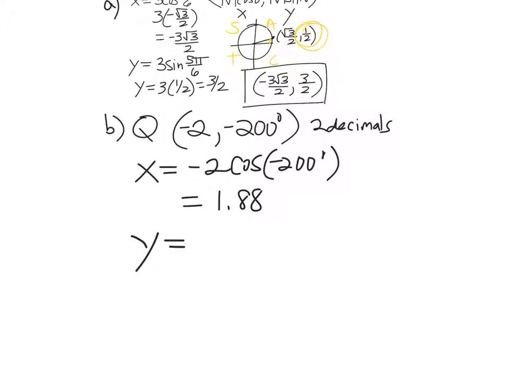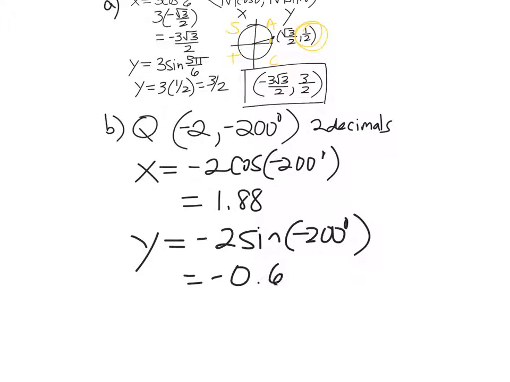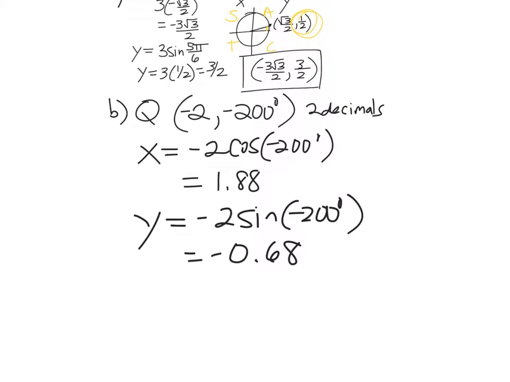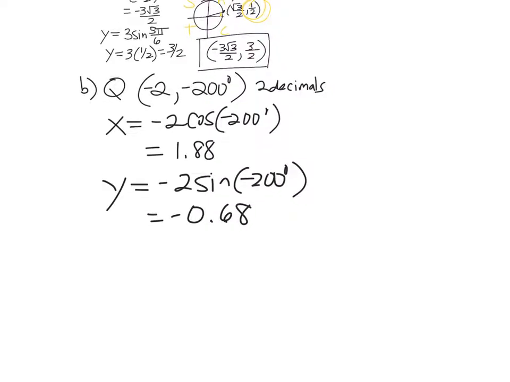And then y would be negative 2 times the sine of negative 200 degrees. Negative 2 times the sine of negative 200. That gives us negative, I wasn't expecting that, 0.68. All right, so it looks like we're in quadrant 3, right? They're both, oh no, I'm sorry. Quadrant 4, right? X is positive and y is negative.